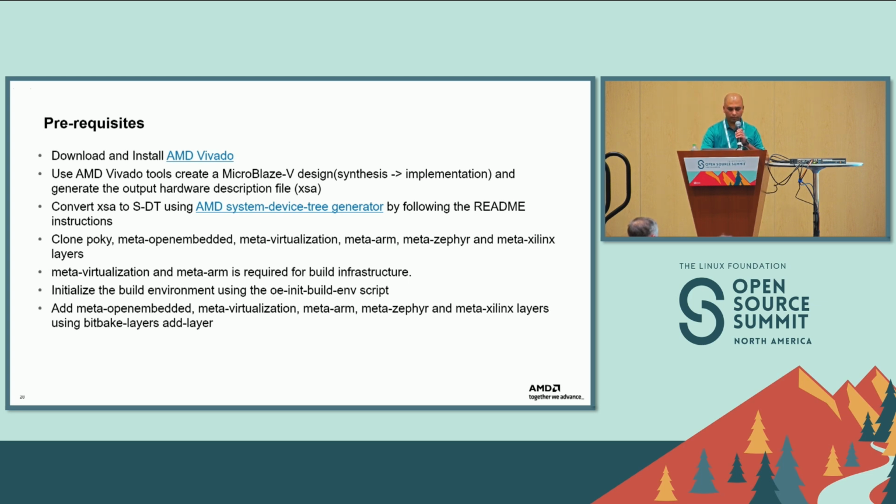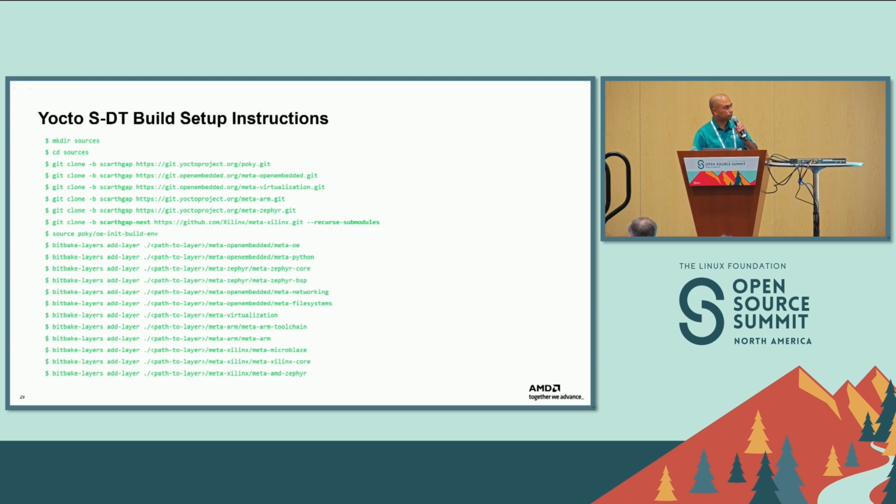Once you have all the layers cloned, you can initialize the build system using the oe-init-build-env script from Poky. And once you have the build system initialized, you can start adding all the layers, such as meta-openembedded, meta-virtualization, meta-arm, meta-zephyr, and meta-xilinx, using the bitbake-layers add-layer command. Here is a set of commands you need to run in order to set up the Yocto Project system device tree builds. Most of the layers you can clone from the Scarthgap release. For AMD Zephyr, you have to clone using the Scarthgap-next release from the GitHub repository.